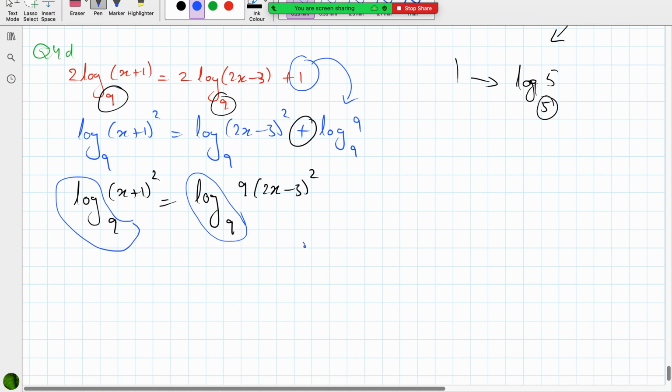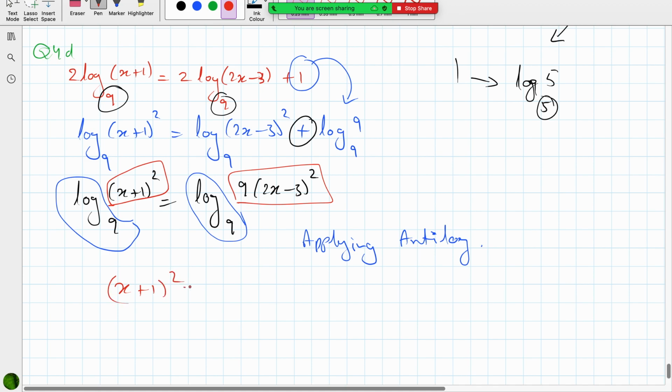We call it applying anti-log. Students confuse them with cancelling with each other. This is basically applying anti-log. Or you can say left hand side is equal to right hand side. So these two expressions are equal. So it says (x plus 1) whole squared is equal to 9 into (2x minus 3) whole squared.